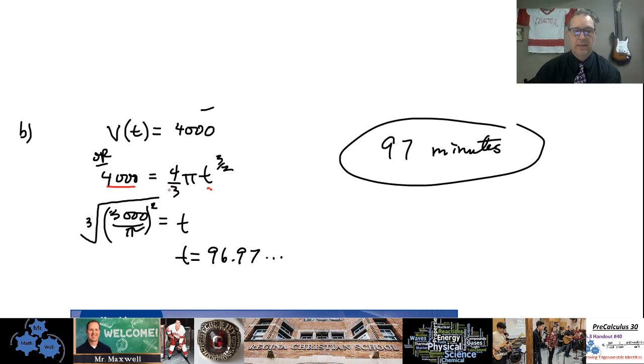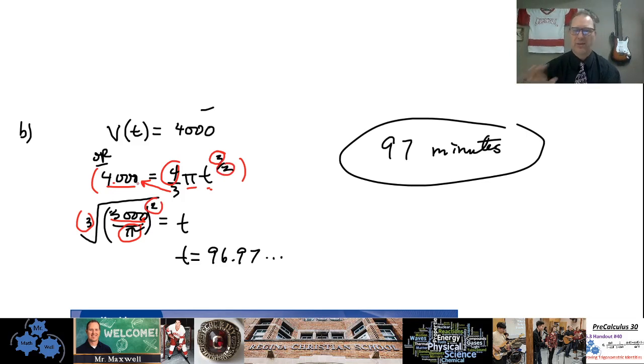I kind of did a bunch of steps at once here. I multiplied both sides by 3 to get 12,000. Then I divided by 4. 12,000 divided by 4 is 3,000, that's this up here. Then I divided by pi. Then I took the cubed root to get rid of the cubed. Actually, I squared first, I guess. I squared both sides to get rid of this, and then I took the cubed root. So that's just a bunch of steps at once.